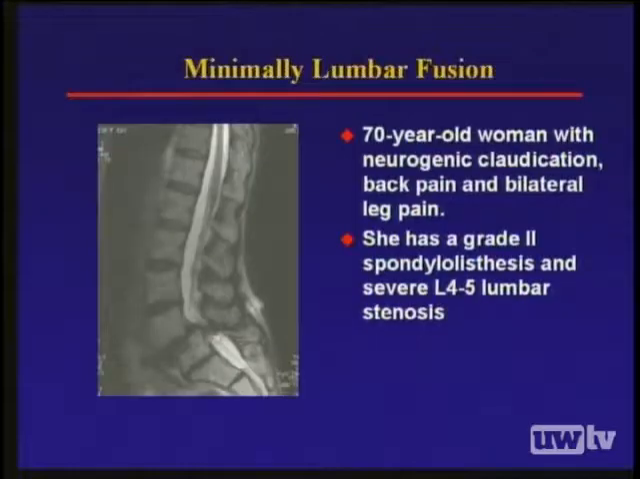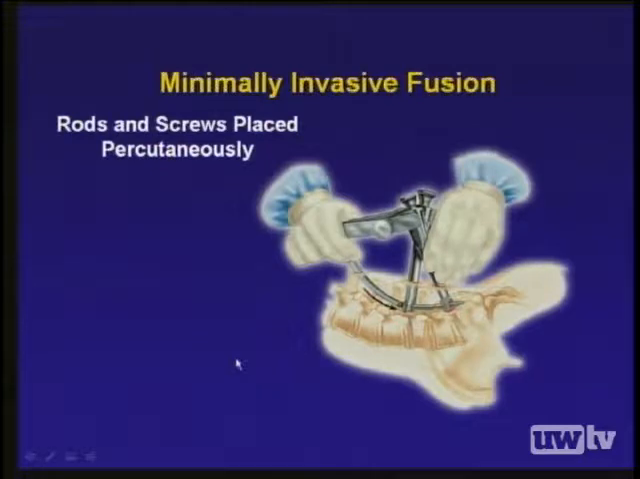Can you do this minimally invasive? Well, this is a case where we did do this minimally invasive. This is a 70-year-old woman with neurogenic claudication and bilateral leg pain. She has this grade 2 spondylolisthesis and lumbar stenosis, and she was quite symptomatic from her lumbar stenosis. Ways to do a minimally invasive fusion: certainly the important thing is a decompression.